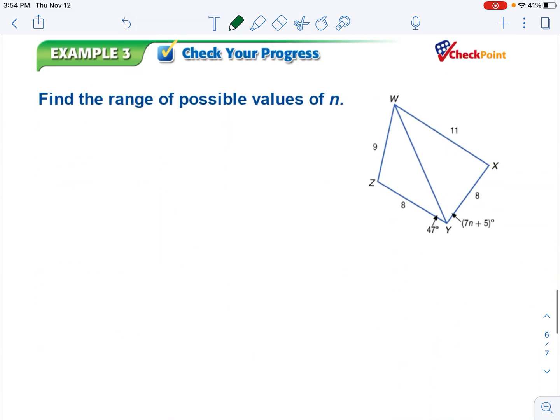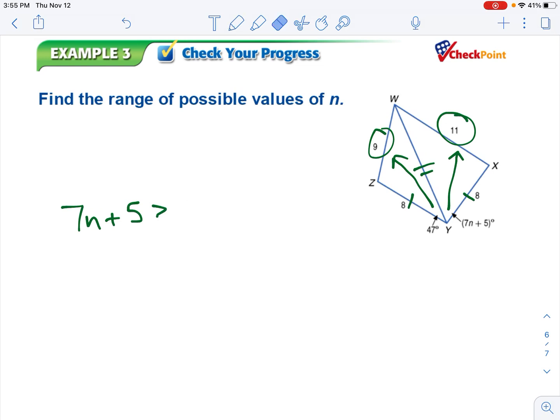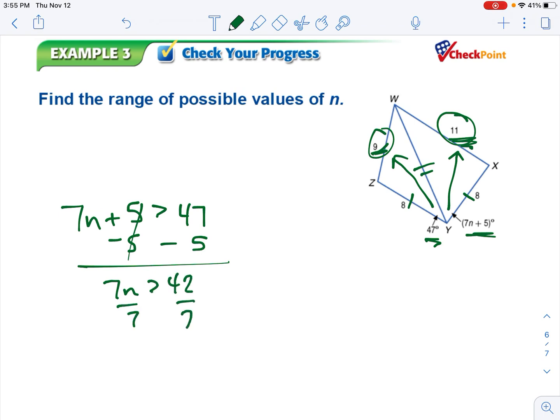And then our last one here, what is the possible value of n? Once again, look at your opposite sides, because we know these two are congruent and that reflexive is congruent. We look at our opposite sides, and we notice that 7n plus 5 must be greater than 47, the other angle. So 7n plus 5 is greater because 11 is greater than 9. You can go ahead and solve. So n must be greater than 6.